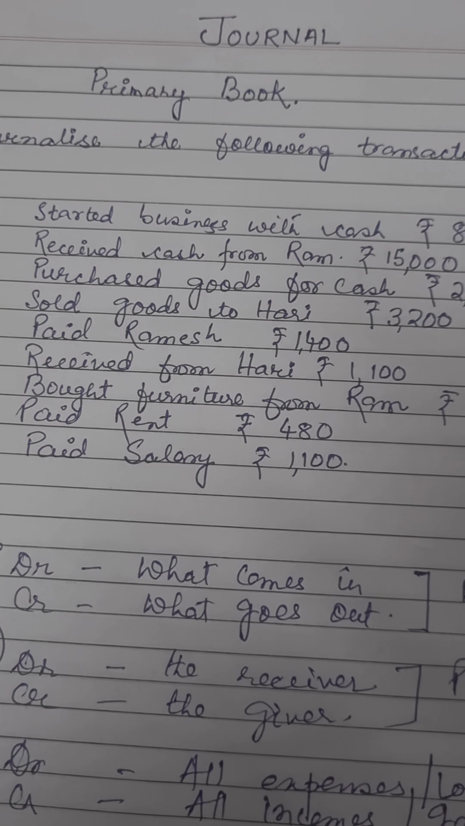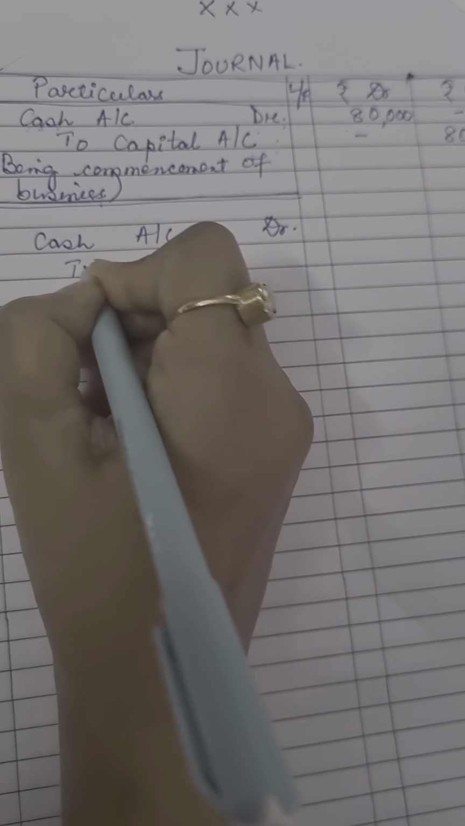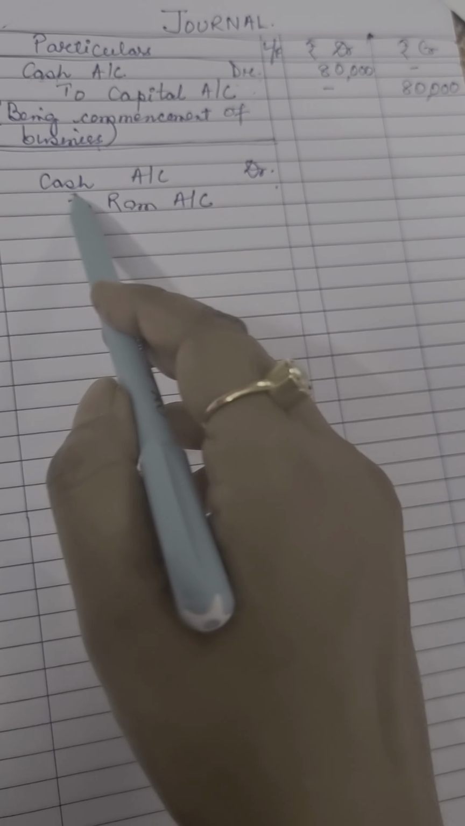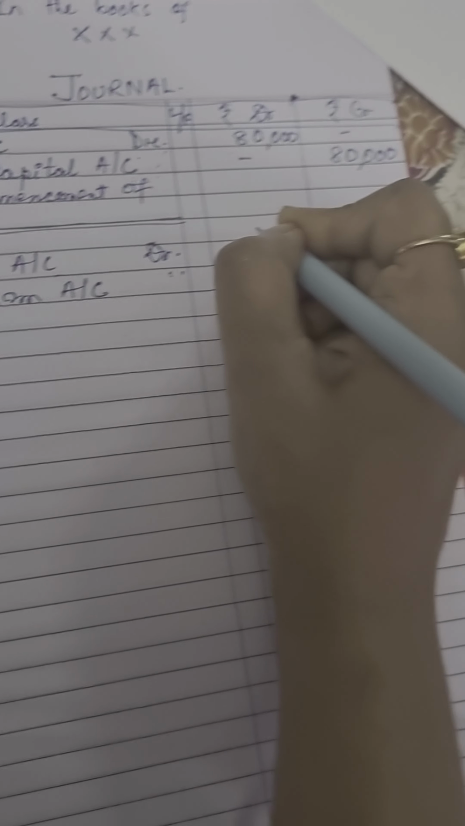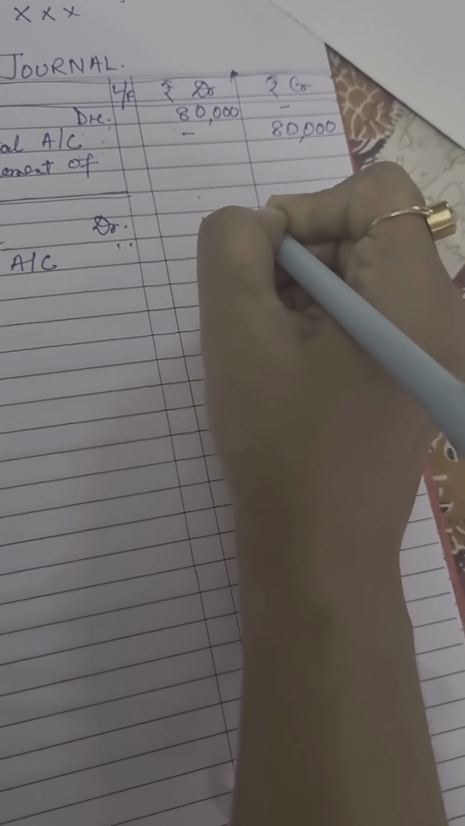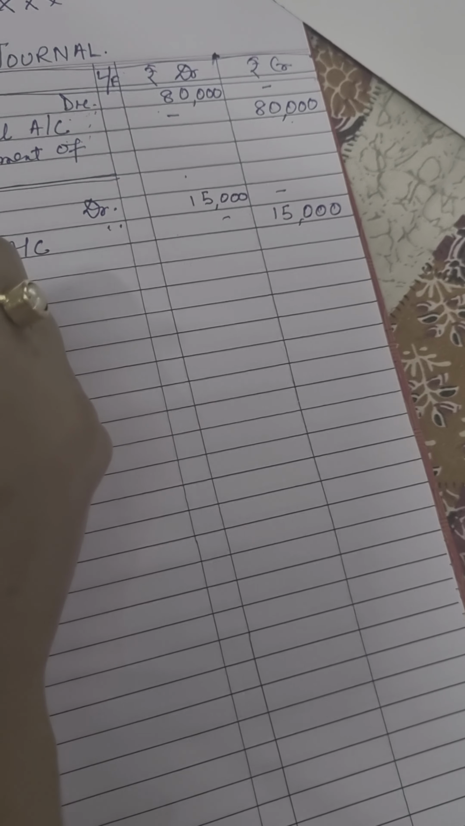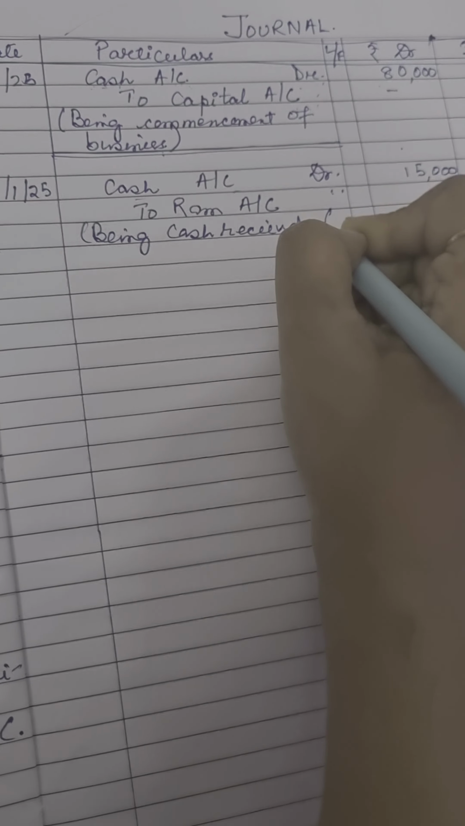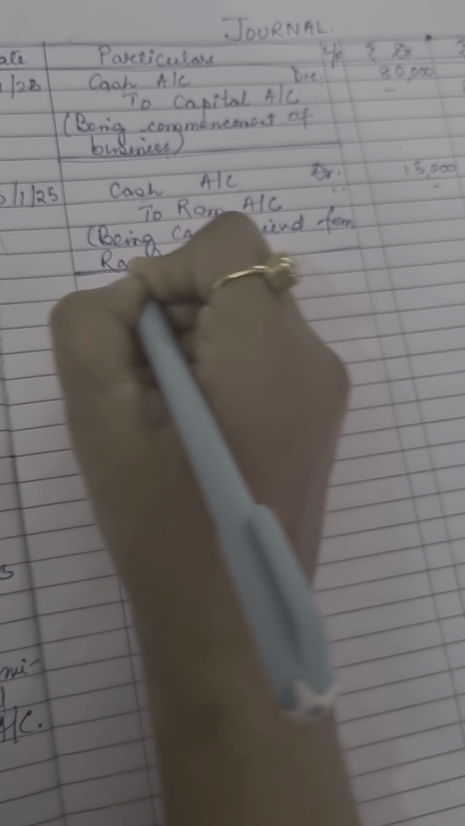Ram is giving us. Ram is a person, so a personal account. So credit the giver. Who is giving? Ram is giving. So to Ram account. So what you are writing? Debit what comes in, cash account debit, and credit the giver, because Ram is a personal account. How much is this? 15,000. We will write 15,000 on this side also, and we will write being cash received from Ram, and draw a double line, and this entry is over.